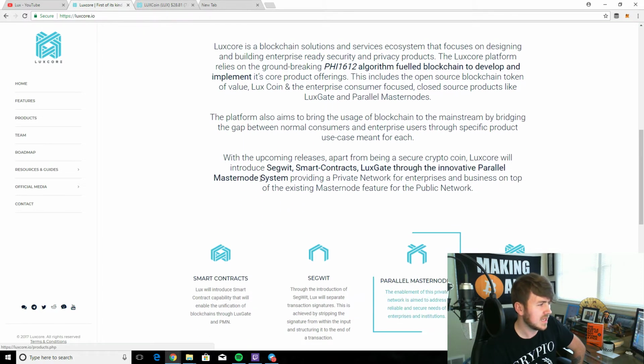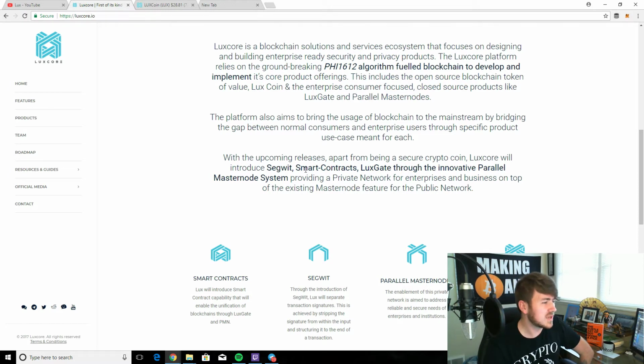Okay. With the upcoming release, apart from being a secure crypto coin, LuxCore will introduce SegWit. Oh, SegWit, yay! Smart contracts. Oh my God, smart contracts. That's something I never heard before. LuxGate through the innovative parallel masternode system. Okay, these are the two that interest me because I've never heard of them. Providing a private network for enterprise and business on top of the existing masternode feature for the public network.